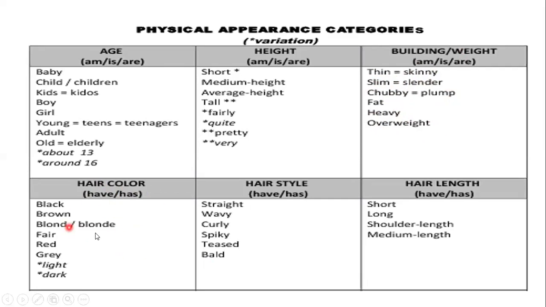To talk about hair color, para hablar acerca del color del cabello, decimos, I have black or brown hair, ¿verdad? Yo tengo, ¿verdad? El color de cabello tal. Hairstyle también dice, I have wavy hair, right? That's my style, el estilo de cabello, ¿verdad? Ondulado. Hair length, con el largo del cabello también utilizo I have, or she has, he has.